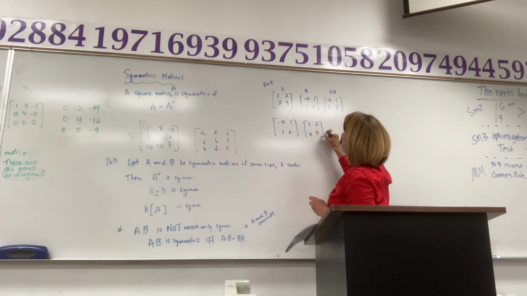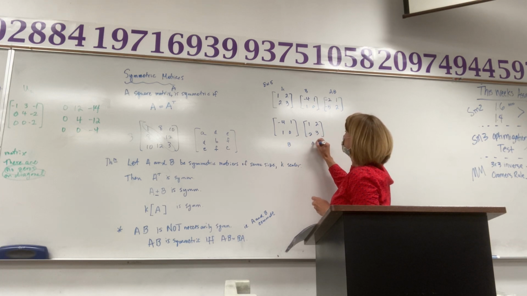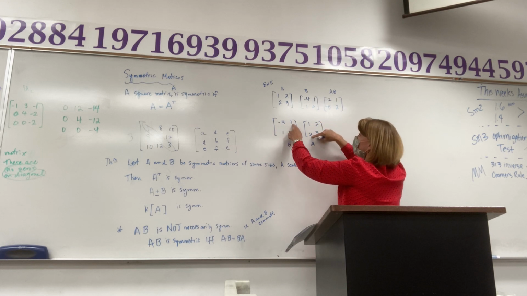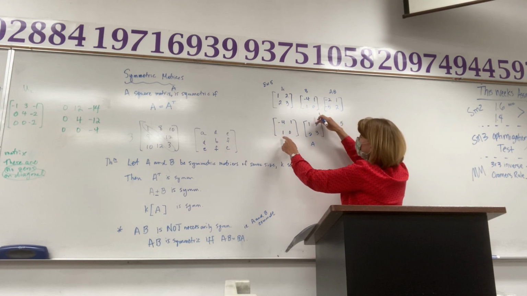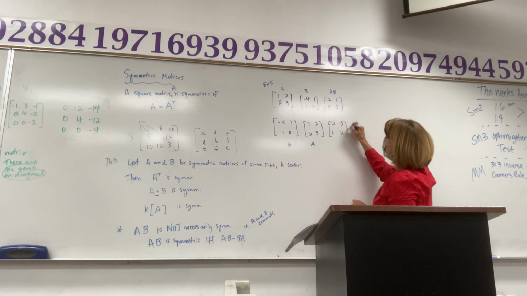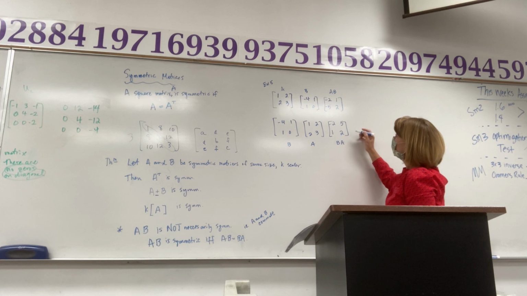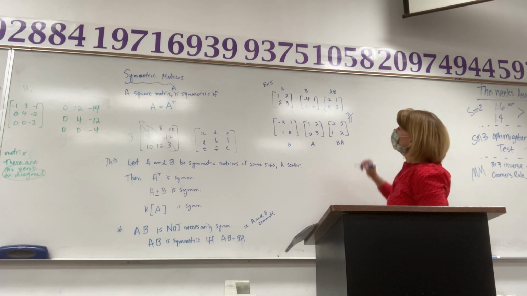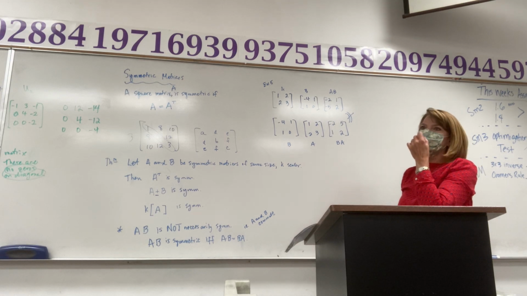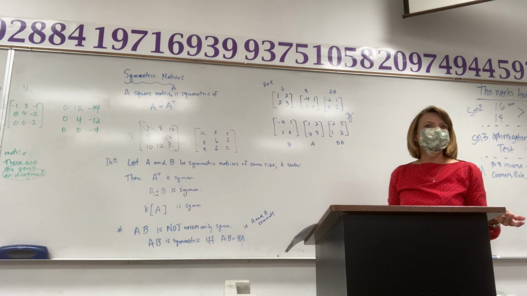I'm going to rewrite them. This is BA this time. And multiply these together and I get -4 and 2 is -2, -8 and 3 is -5, 1 and 0 is 1, and 2 and 0 is 2. And this is BA. And these are not equal to each other, okay? So, in general, the product of symmetric matrices is not symmetric.